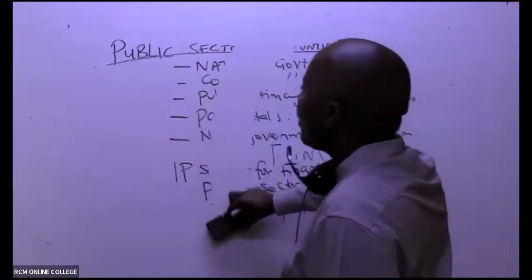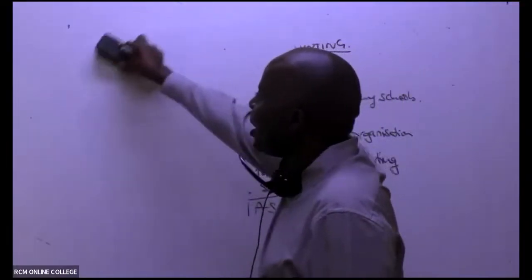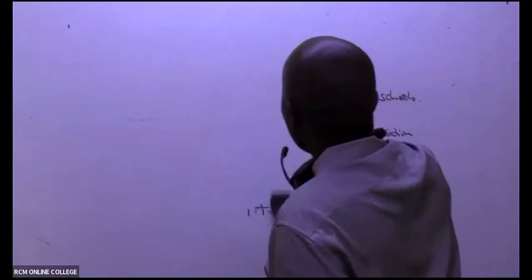Remember what IPSAS 1 has told us about this statement of financial performance. What it has told us is that this statement basically will have a revenue section and an expenses section. Then we shall be able to deduct expenses from revenue to either get a surplus or a deficit.